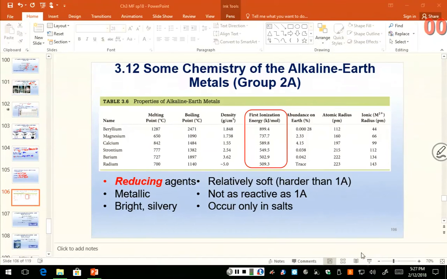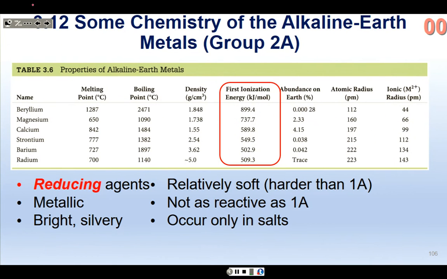All right, so let's go on to group 2A, the alkaline earth metals, and describe some things about their chemistry that are of note. Again, metals, so they're metallic and bright and silvery. Again, like the group 1A elements, they're reducing agents, which means what? If you don't remember for sure, they lose electrons easily, which is why their ionization energies are somewhat lower.